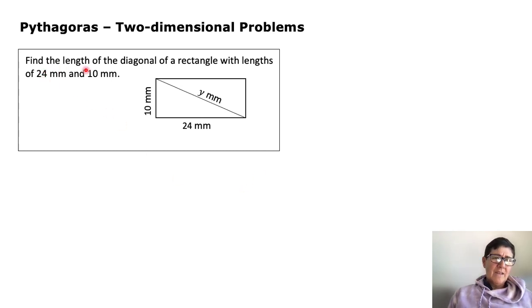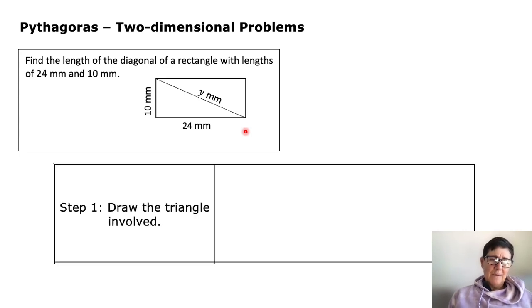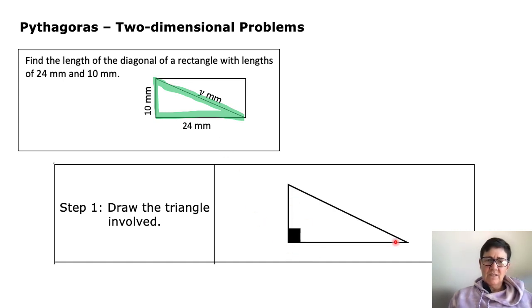Question: find the length of the diagonal of a rectangle with lengths 24 and 10 millimeters, and they've drawn the diagonal on, going from one corner to the other. Okay. So step 1 on your guided notes says draw the triangle involved. So I'm looking at this picture, I'm looking at that triangle. I'm going to totally redraw it down here away from that picture. I'm going to add the dimensions, so I'll put the 10 and the 24 and that unknown there. Now I've got a triangle. Perfect.